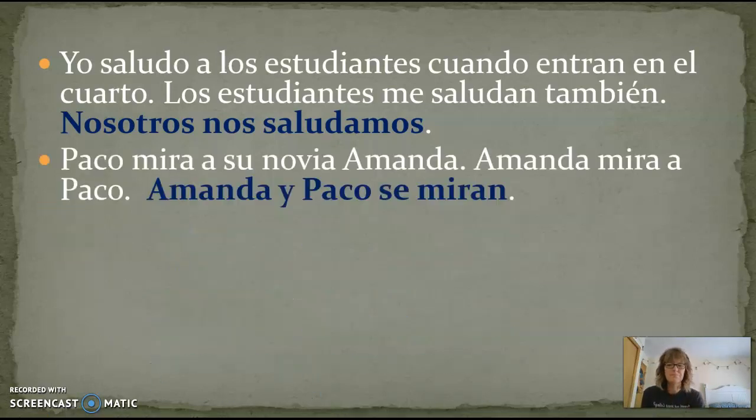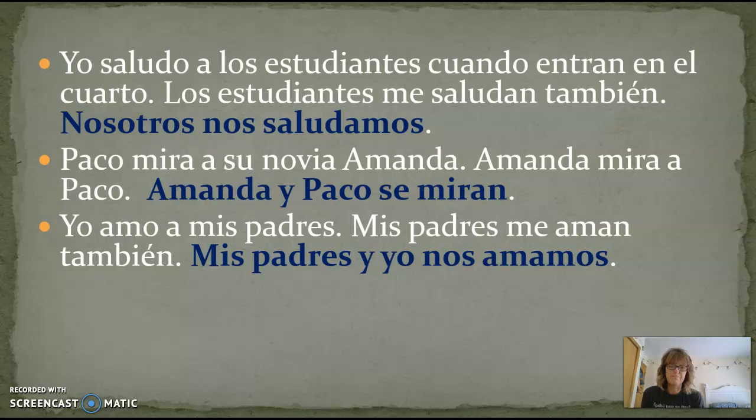A few more examples. I have the verb mirar here. It's not on the bottom left box. You already know mirar is to look at, right? So we can use that in a reciprocal kind of nature as well. Paco mira a su novia Amanda. Amanda mira a Paco. Do you see them looking lovingly in each other's eyes? They look at each other. Ellos se miran. There's my se pronoun. Miran, se miran. They look at each other.